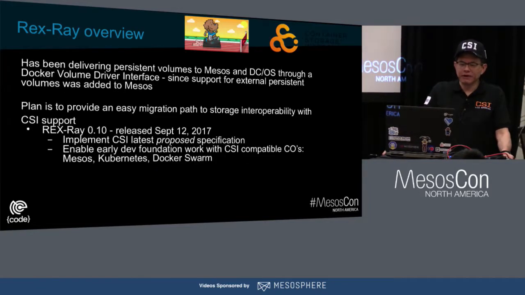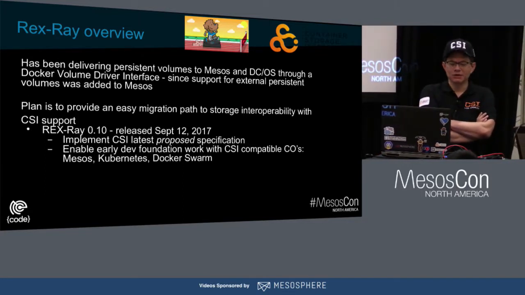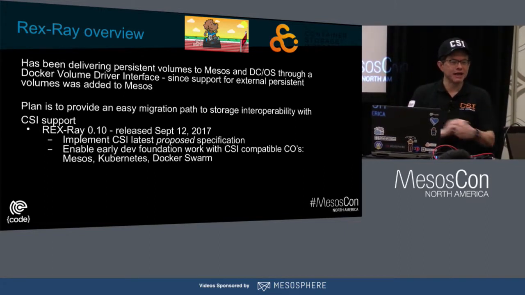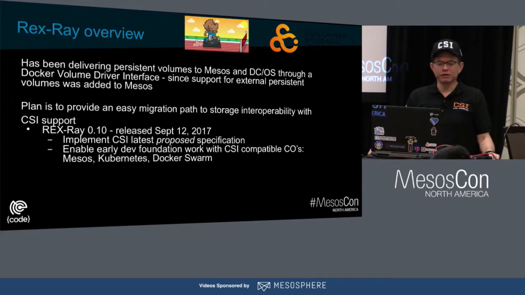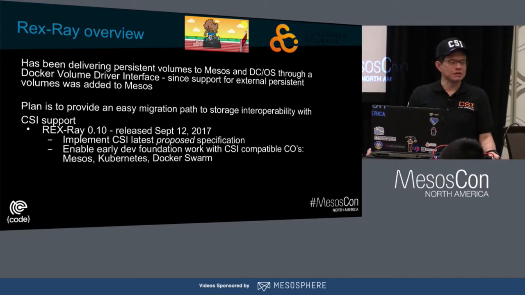XRay has been delivering persistent volumes to Mesos since October of 2015, so it has had quite a history. I'm sure that some of you in the audience have it in production today with the pre-CSI storage interface. On Sunday, September the 12th, we released XRay version 0.10, which is the first implementation of the CSI proposed specification in the world. Somebody had to go first.